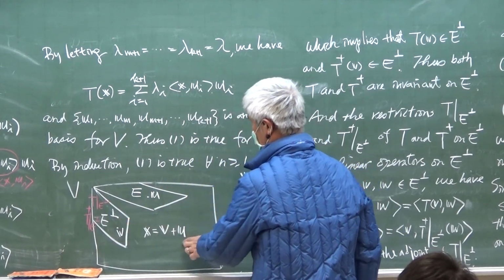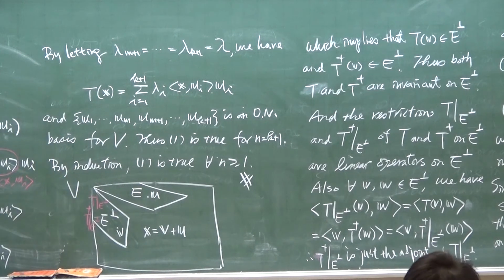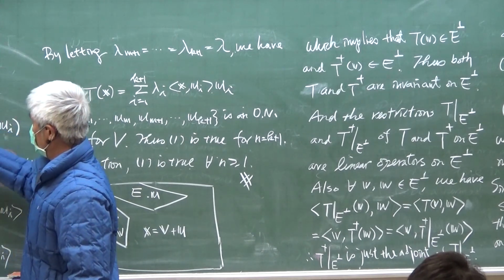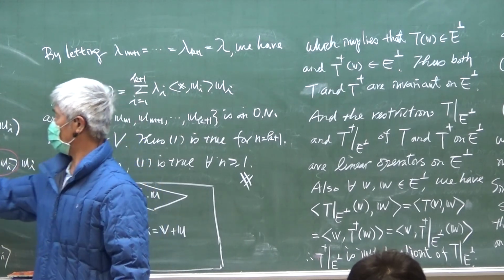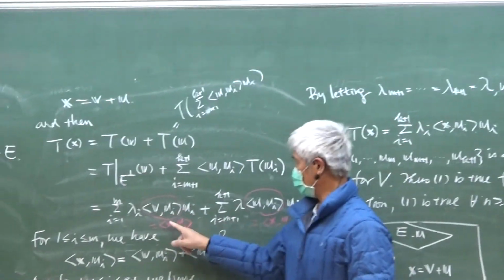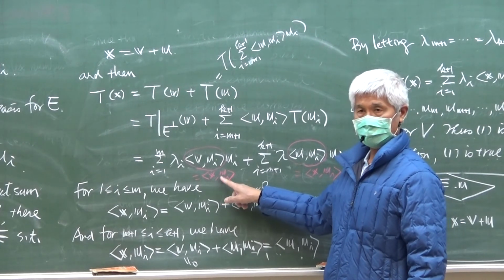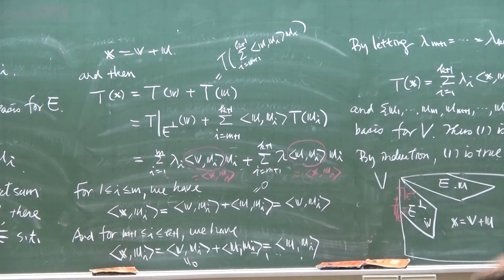And the other thing is that we use the direct sum, because every x is a direct sum of a vector v from E perp and another vector u from the eigenspace. Because all the vectors in the eigenspace are eigenvectors corresponding to eigenvalue lambda, we have this expression. But to combine them together, we have to show this inner product is actually this inner product, and this inner product is also this inner product. Now we are able to combine them into one, and this is just the spectral decomposition of T on V.